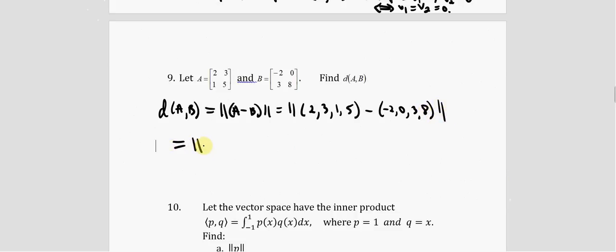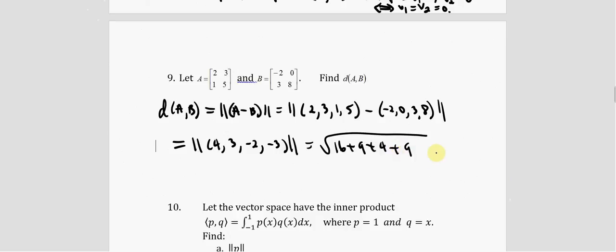Well, that gives us the norm of 2 plus 2. So we get 4. 3 minus 0 is 3. 1 minus 3 is -2. And then 5 minus 8, -3. So we get the square root of 16 plus 9 plus 4 plus 9. So that gives us the square root of, just add those numbers up, that's 25 plus 13. So we get the square root of 38.